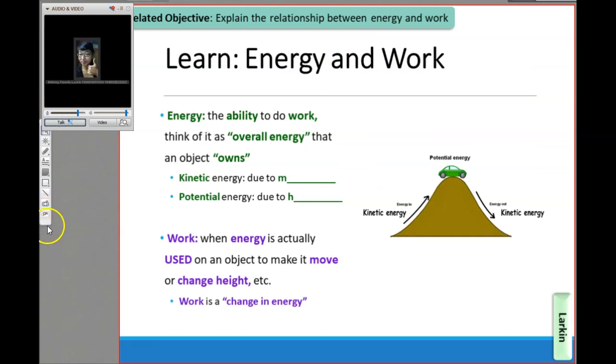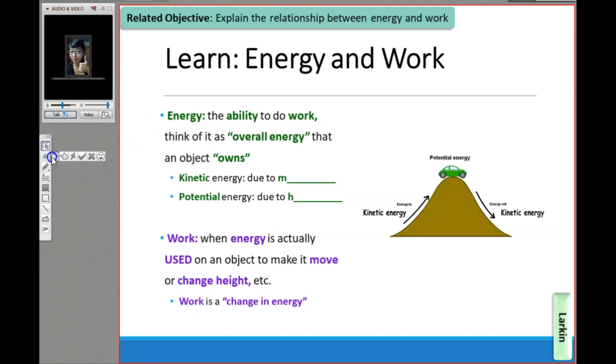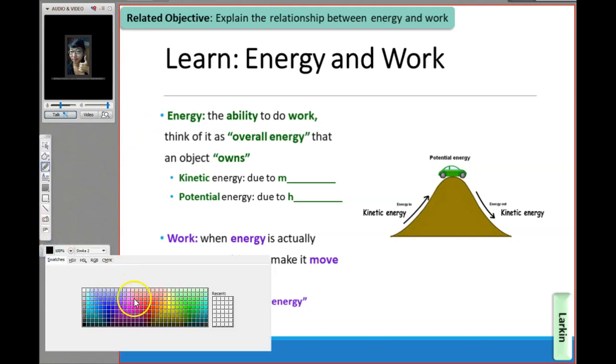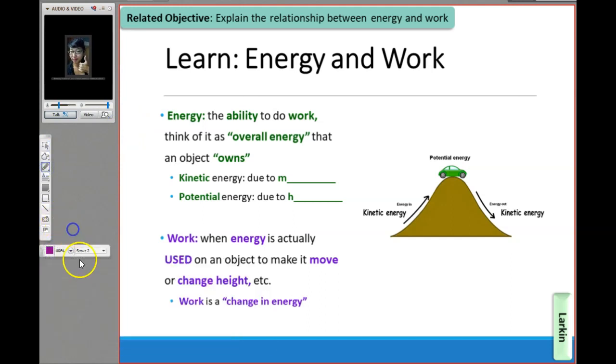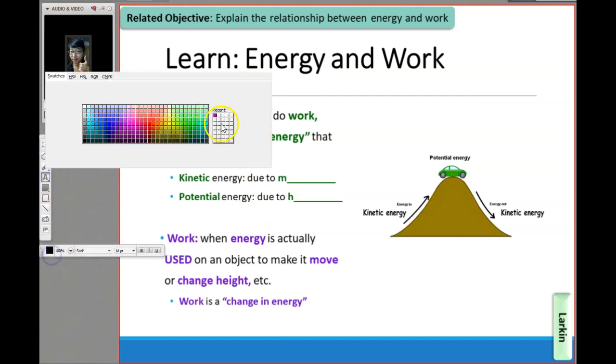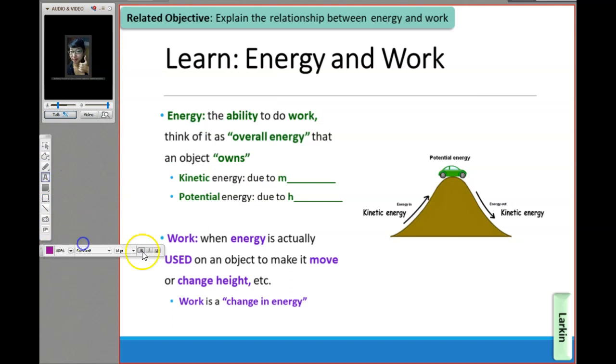Beautiful. Okay, so today we're going to talk a little bit about how energy and work are related, and we're going to loop this back in at the end of our session as well. So let's go ahead and define energy. Again, we already know this: energy is the ability to do work. The way that you can think about this is it's kind of like your overall energy that the object actually owns or what the object actually has.